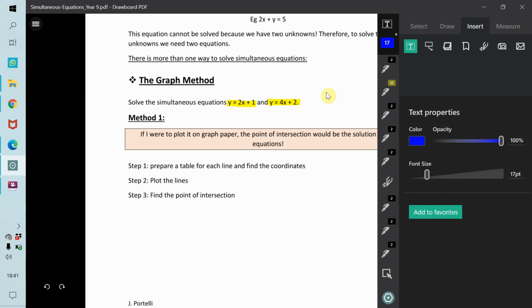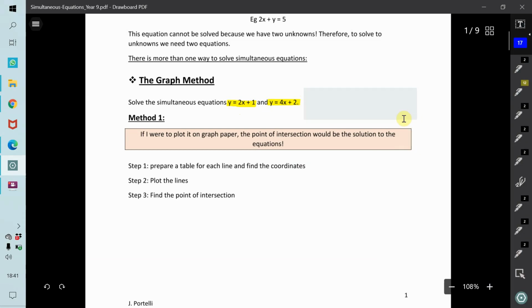Since they are written in the format of y equals mx plus c, that means they are straight line equations. And since they are straight line equations, all we have to do really is find two coordinates. If we find two coordinates of the following, we can immediately join them. So let's prepare a table for each line and find their coordinates.